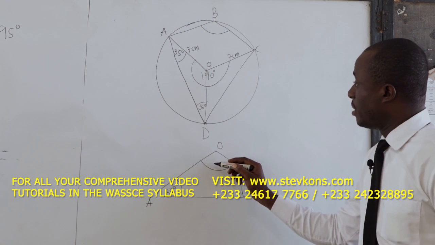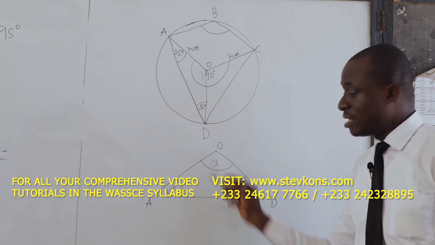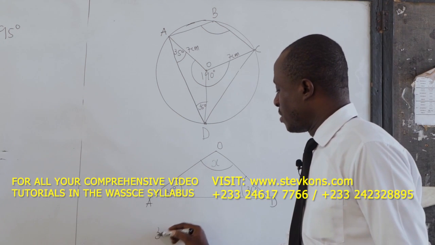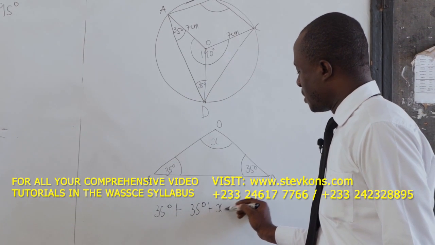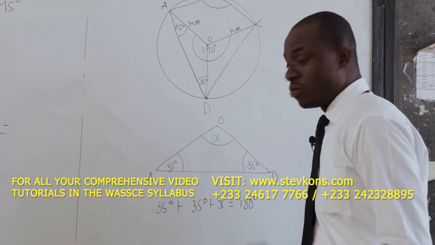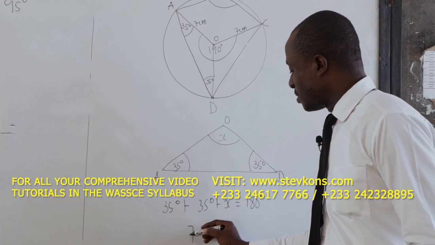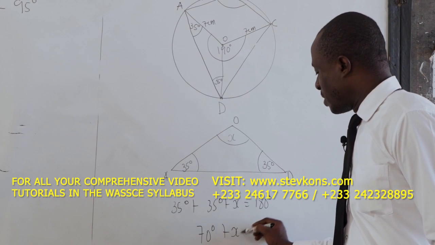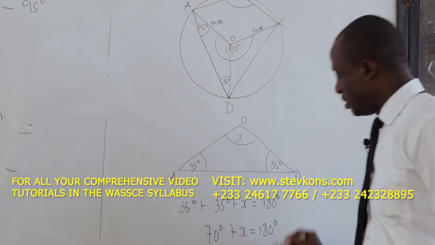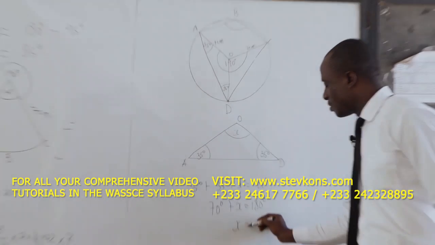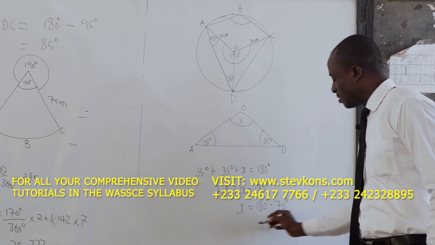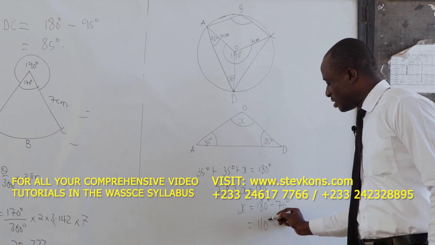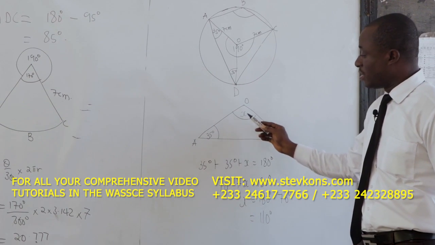Let's also find the angle here. We don't know the angle here, so let's say the angle here is x. This is a triangle, so you have 35 degrees plus 35 degrees plus x equal to 180 degrees. 35 plus 35, this is 70 degrees plus x equal to 180 degrees. So our x is equal to 180 degrees minus 70 degrees. And this is 110 degrees. The angle here is 110.